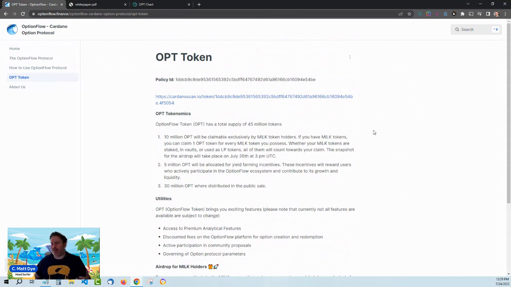I know yesterday, the day before, there were some fake OPT tokens out there. I was warning everyone not to get in there. There were other people warning people as well, which is good because you don't want to buy a bunch of a worthless token. You don't want to get the wrong token. So anyway, there's going to be 45 million tokens outstanding.